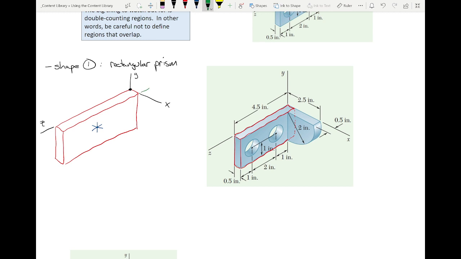Now, what is the thickness for this particular plate? Half inch, yeah. You got 0.5 inches. What is this dimension right here? Four and a half inches. And what is this dimension right here? 2 inches. Does everybody see why that's 2 inches? Because this is a circular region with a radius of 2. So that's 2, and that's 2 as well.